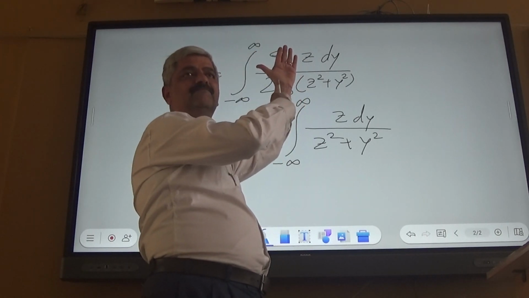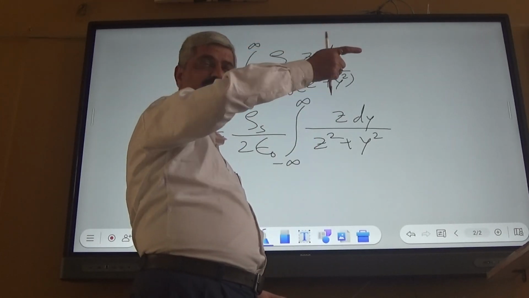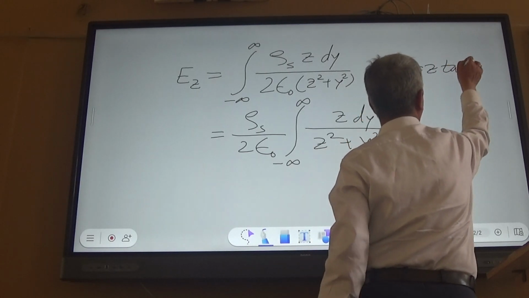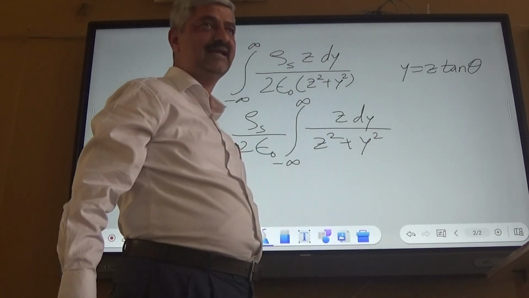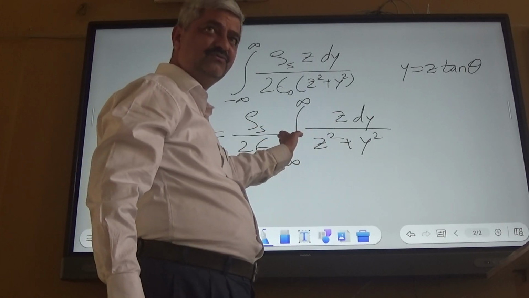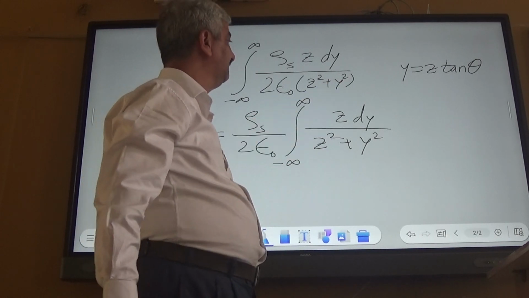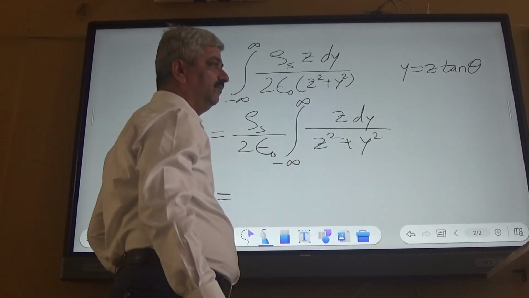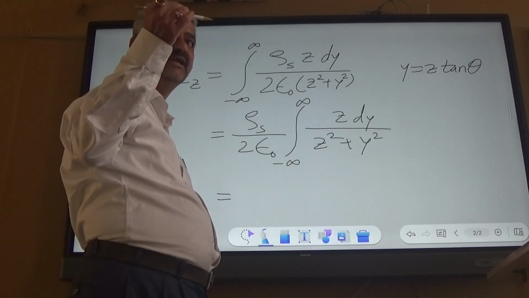So Y equal to Z tan theta, this is theta. Y equal to Z tan theta. With Y equal to Z tan theta, Y square is Z square tan square theta, Z square comes out. So what is dy? So it comes out as Z.